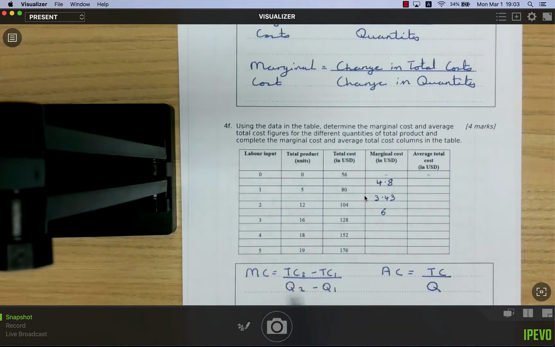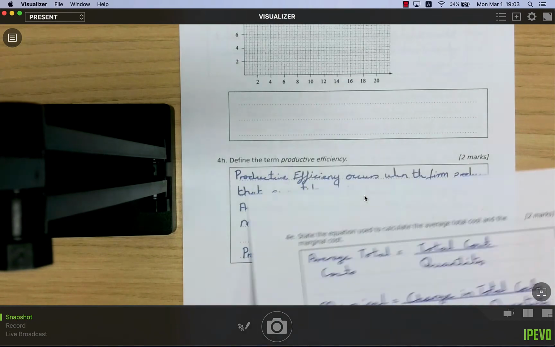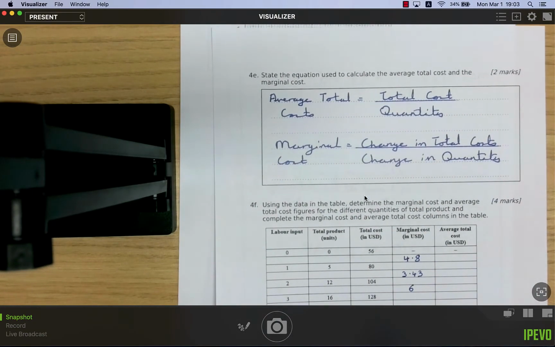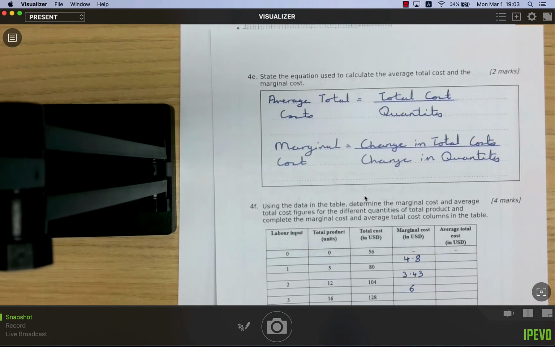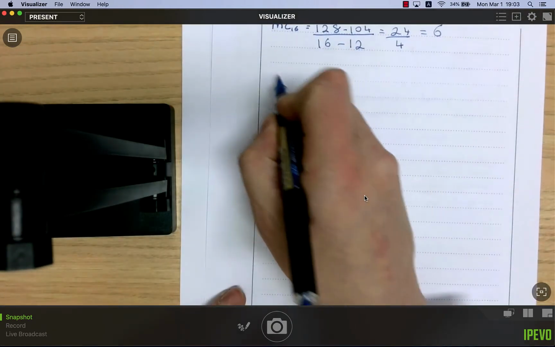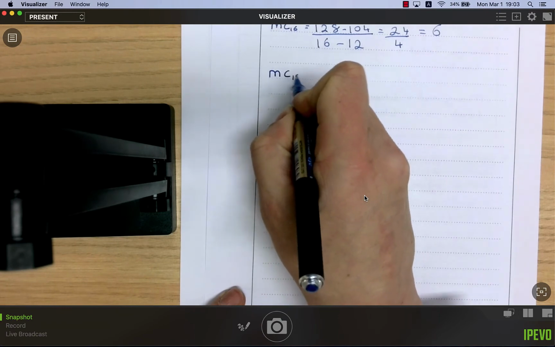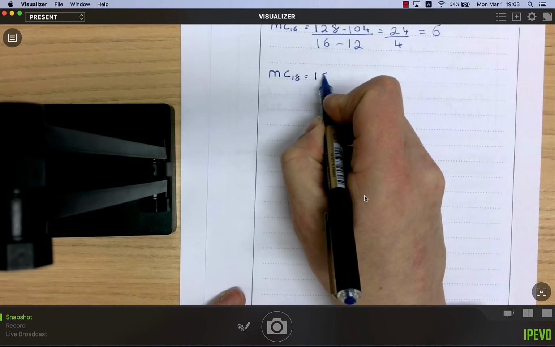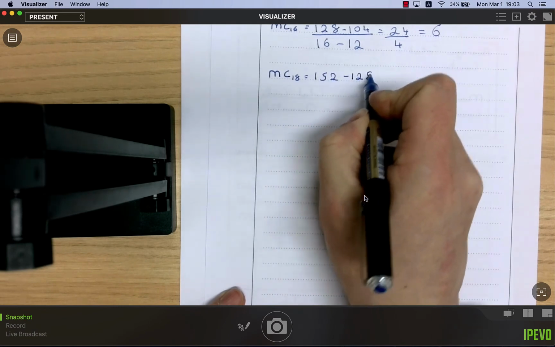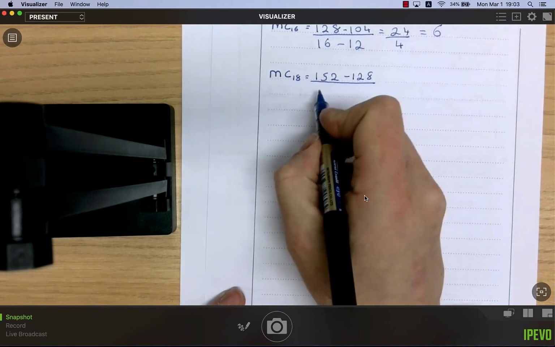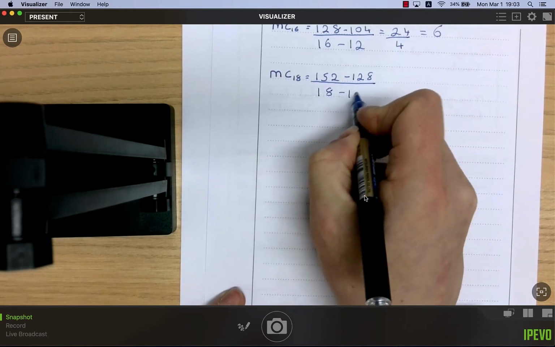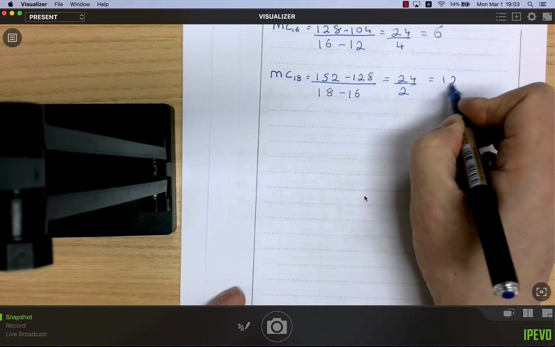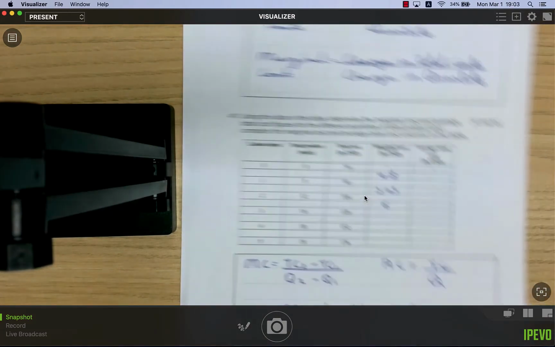Okay, that's marginal cost. So what do we have here? Sorry, instead of 4, it was 18. So the marginal cost of the 18th unit equals 152 minus 128, all over 18 minus 16, equals 24 over 2, which equals 12. That means the 18th unit cost us $12 to make.